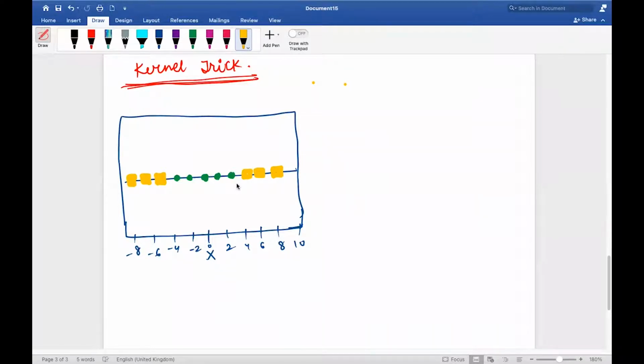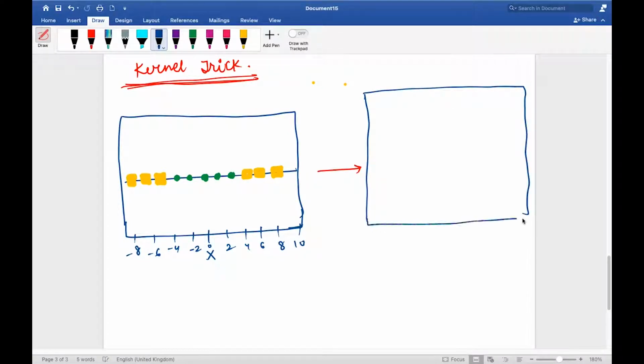So what we do as a part of the kernel trick, and I'll come to why it is called a kernel trick, is we transform it to a higher feature space. So we are going to apply a transformation. Very easy, and everyone would be able to understand. What is the transformation I am making? Okay, I'll use another color, but before that, let me show you the transformation.